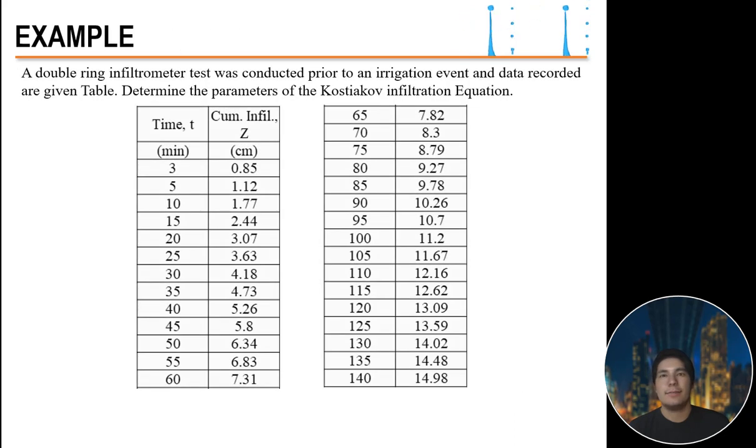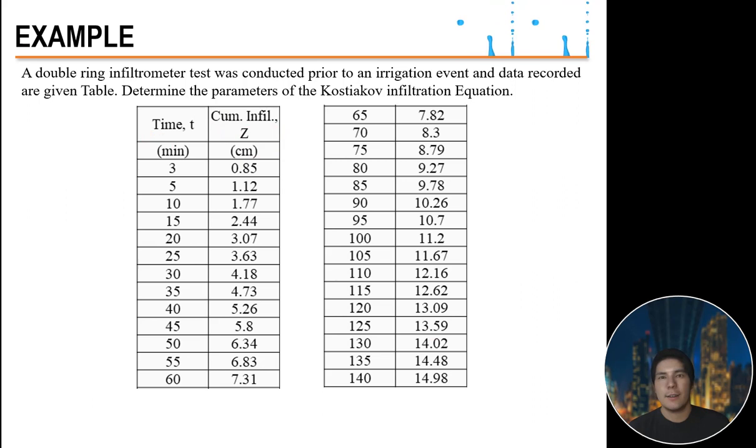So, this is it. A double ring infiltrometer test was conducted prior to an irrigation event and the data recorded are given in the table as shown here. We have the time and the cumulative infiltration.